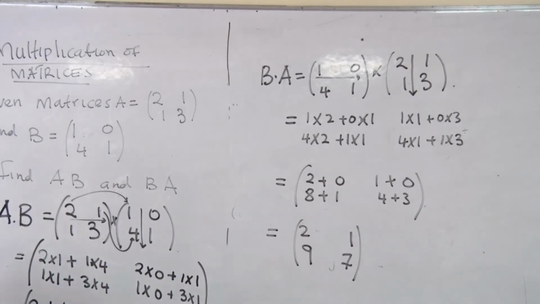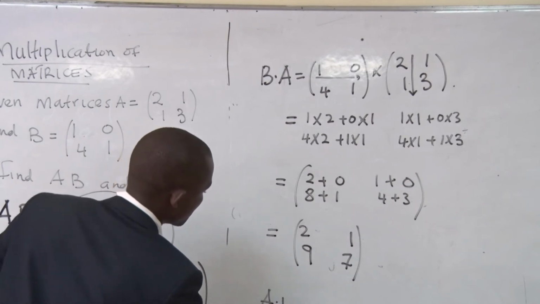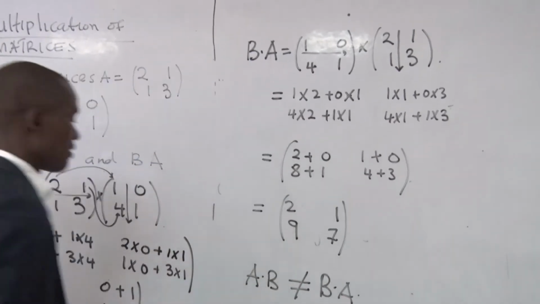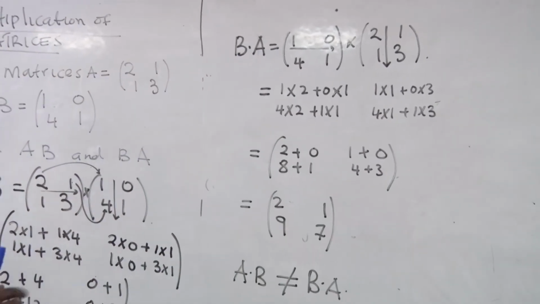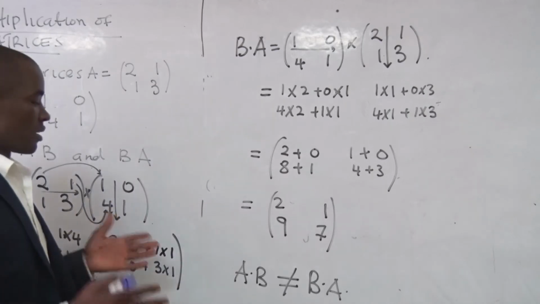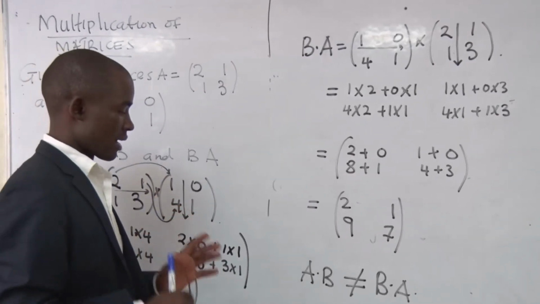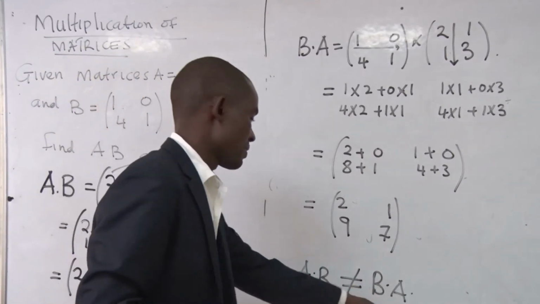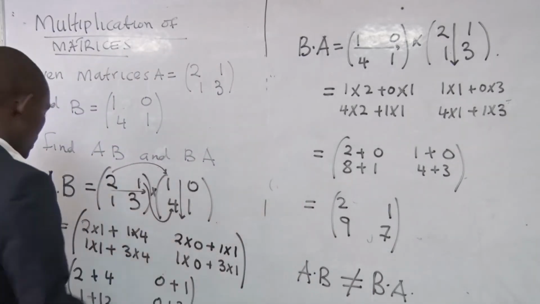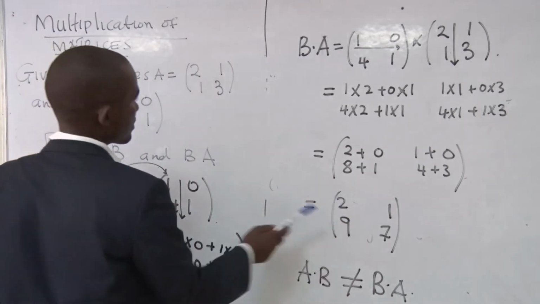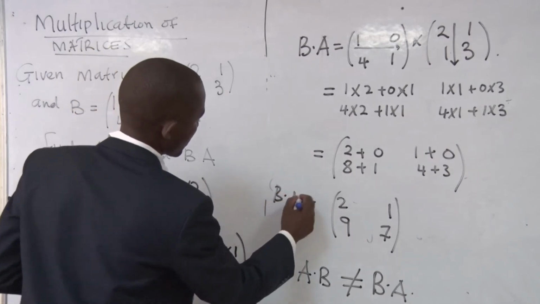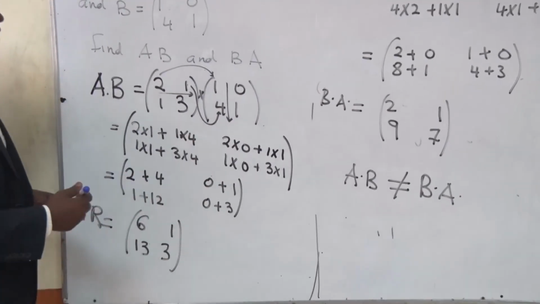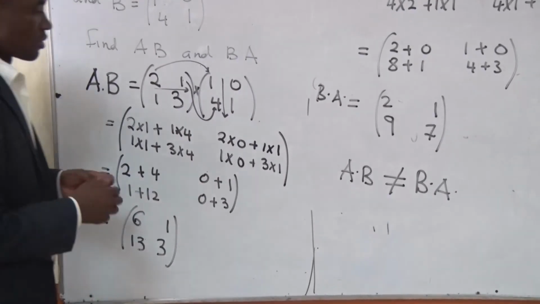As you can see, A times B is not the same as B times A. So whenever you are asked any of these, do not mix up the order. Have the order the way it is being arranged, or the way it is being tested. You can see the answers are not the same. This is A times B, this is B times A, so you can see there is a slight difference between the two.